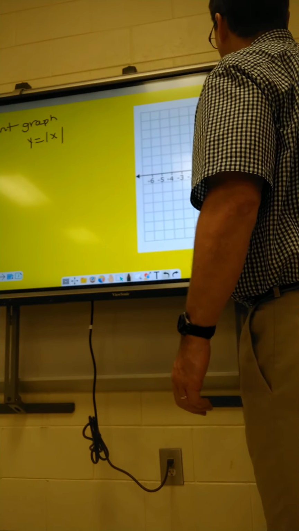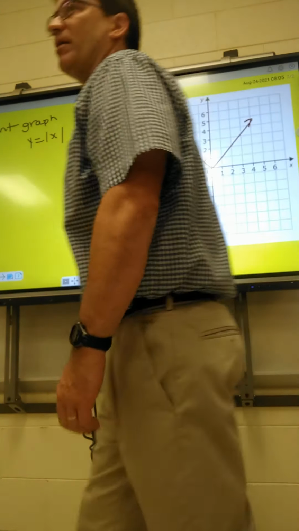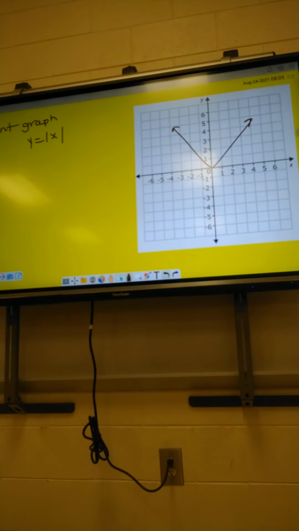V right in the middle. Everybody draw your V. That's where you start. That's your parent graph. Just sketch it. I don't even care if you use your straight edge. Just draw a V right in the middle.